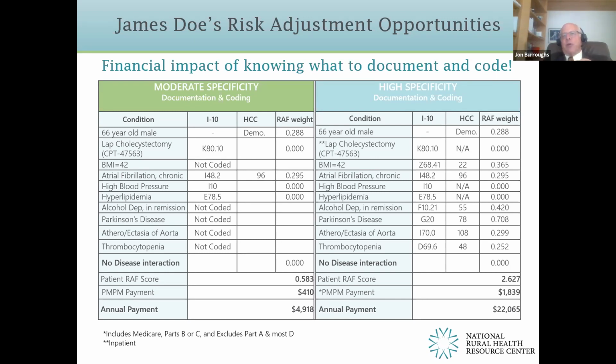Look at the RAF scores. Instead of a RAF total of 0.583, we now have a RAF total of 0.627 multiplied by 9,400 gives us a payment of $22,065 or per member per month payment of $1,839. Now this is the same patient, okay?